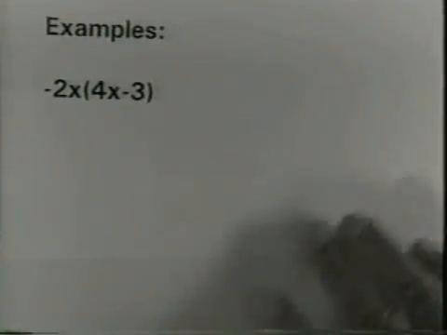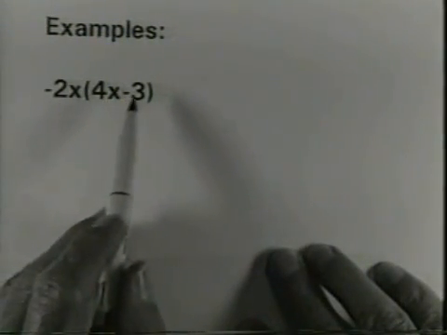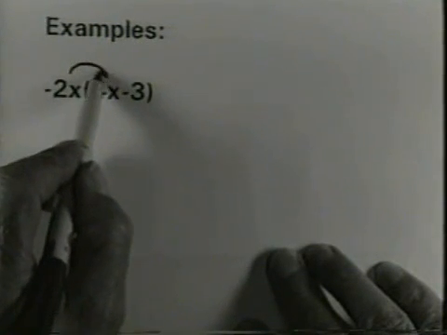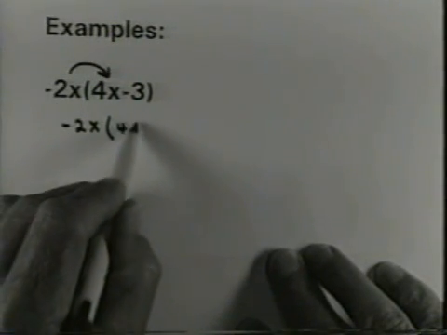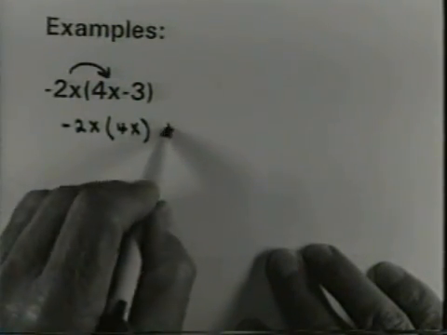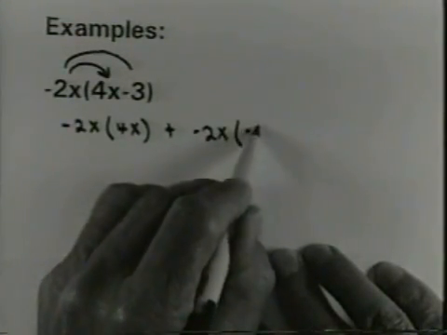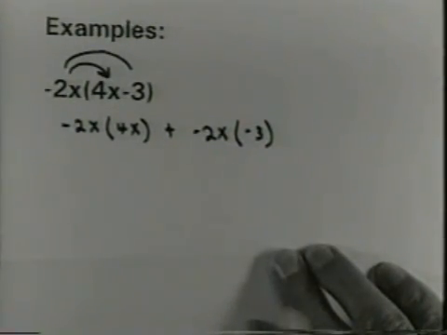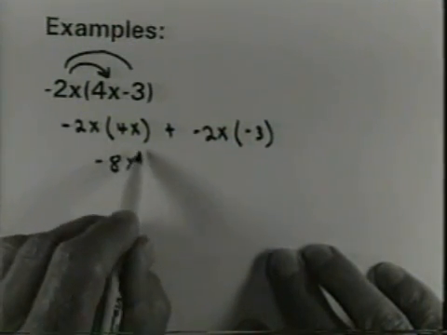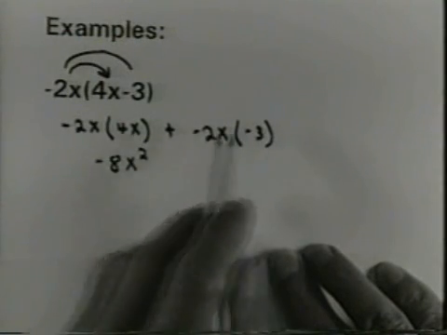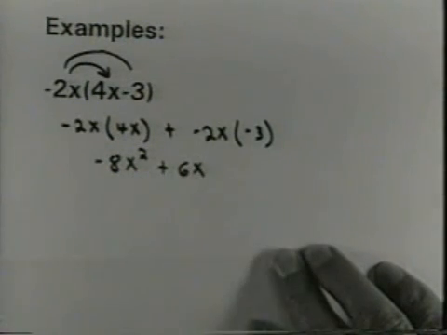Let's consider a couple other examples. Let's multiply negative 2x times (4x minus 3). Applying the distributive property, I multiply the negative 2x with the 4x. Then I multiply the negative 2x with the negative 3. Negative times a positive is negative, so I get a negative 8x squared. A negative times negative is positive, so that would be a plus 6x.